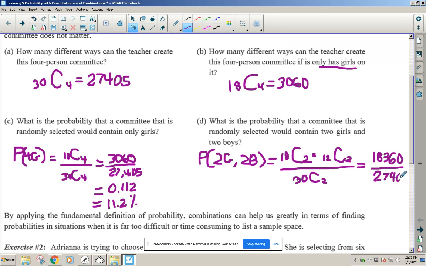And one more time, this probably doesn't make any sense to you. So do the division, and let's get the decimal. Round it to 3 decimal places. And when you do that, we end up with 0.670, or 67%. There's a 67% chance that the teacher is going to choose 2 girls and 2 boys. That's a pretty large percent. And these 2 answers are answers we would understand a whole lot more than that.